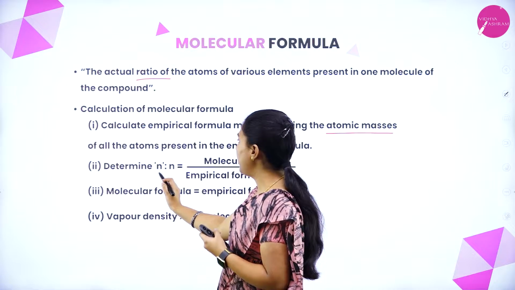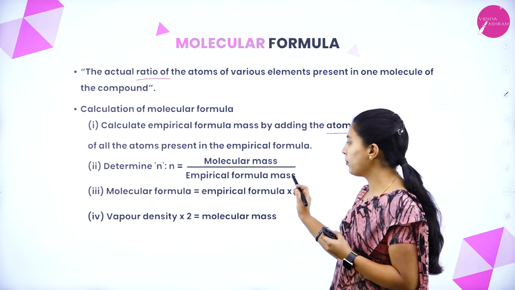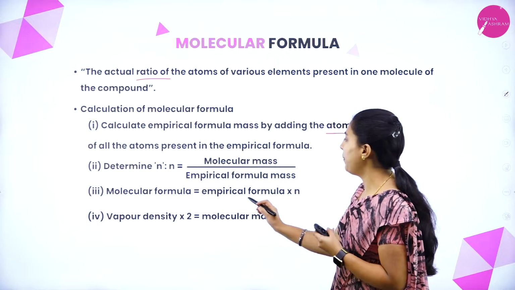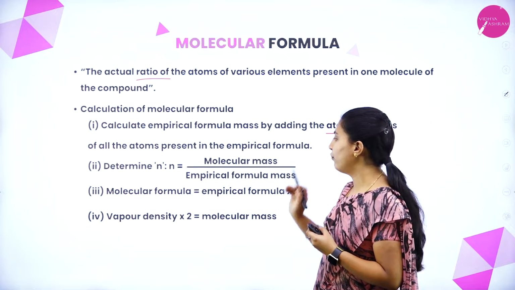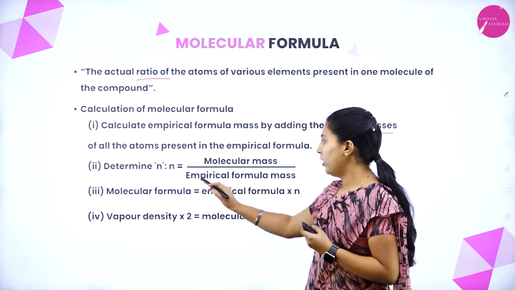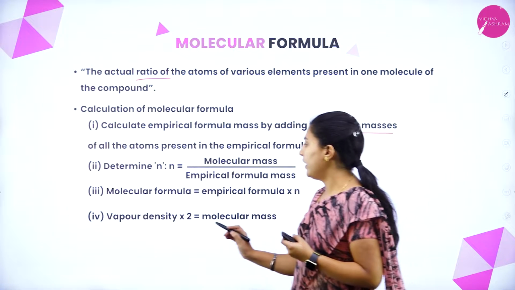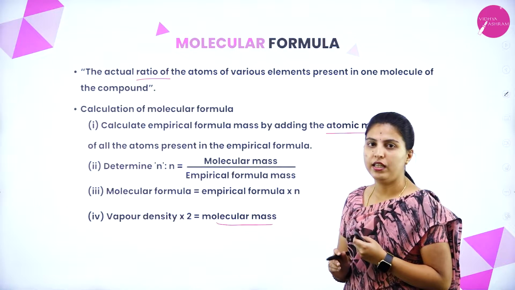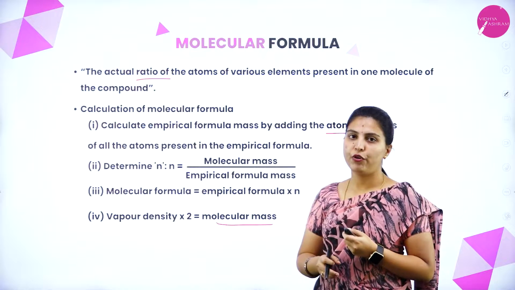Okay. Determine n. n equals molecular mass divided by empirical formula mass. Next, the molecular formula will be the empirical formula times n. If you want to find the molecular formula, you have to multiply the empirical formula by n. Then vapor density times 2 will be the molecular mass. These are the simple formulas to find the molecular formula.